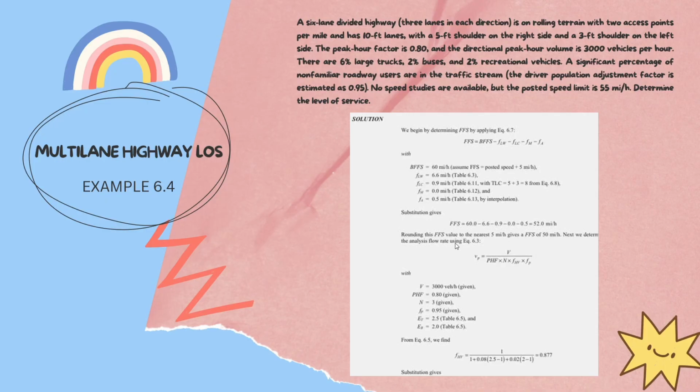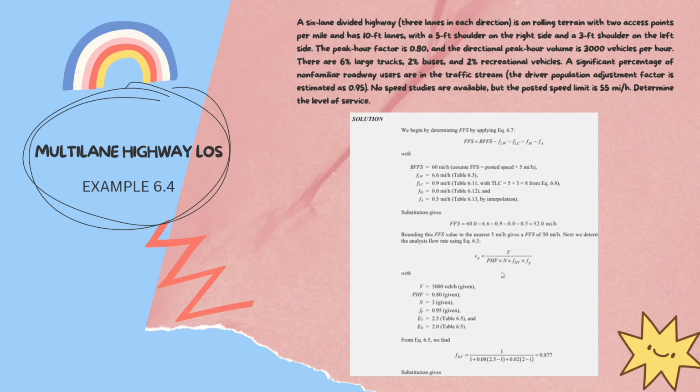So step 3 is to compute the flow per lane, and after that we divide the directional volume by the number of lanes per direction, and we also apply the driver population factor given as 0.95 to adjust for non-familiar drivers.